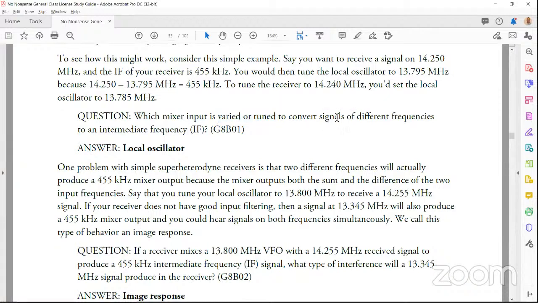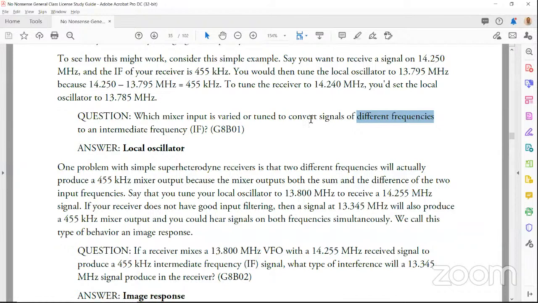And we are converting signals of different frequencies. So that's what they mean by tuning. You are tuning a range of frequencies on your radio. Amateur radio transceiver has a receiver that can tune a varying range of frequencies, what we call VFO mode. And that range of frequencies, or those different frequencies, are what we tune to or we vary. And they're asking us which mixer input is varied in order to tune it.